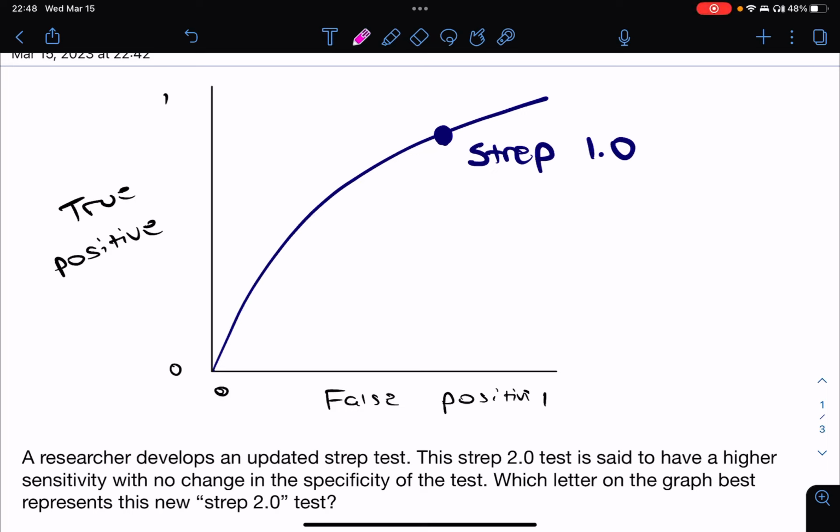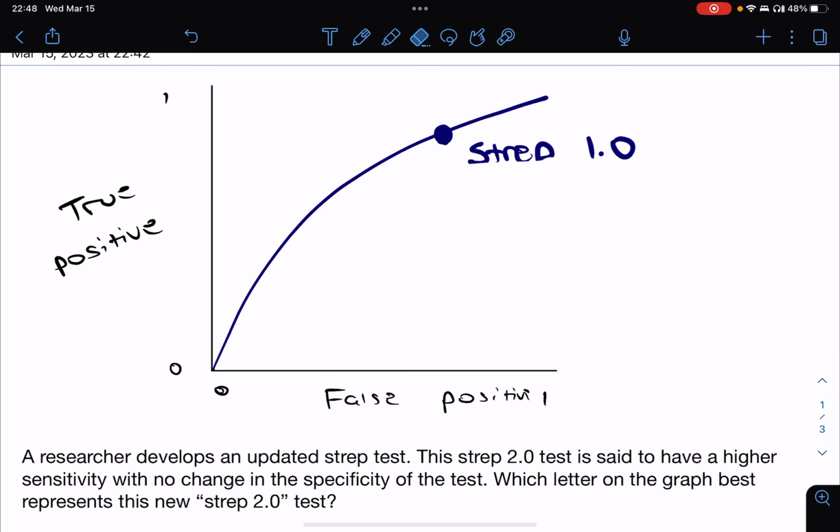So let me introduce you to a graph. My graph here talks about a strep test. Let's say we call this strep 1.0. And what I'm saying here is that this is how many false positives it gives me, and this is how many true positives it gives me. And so, as you can see, we have quite a bit of false positives here. So clearly it's not too good of a test.